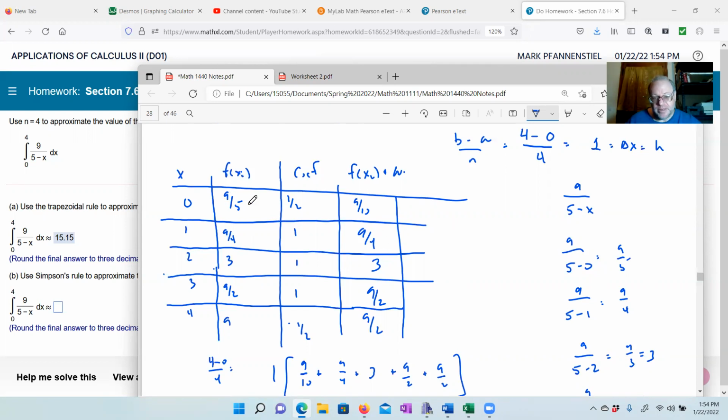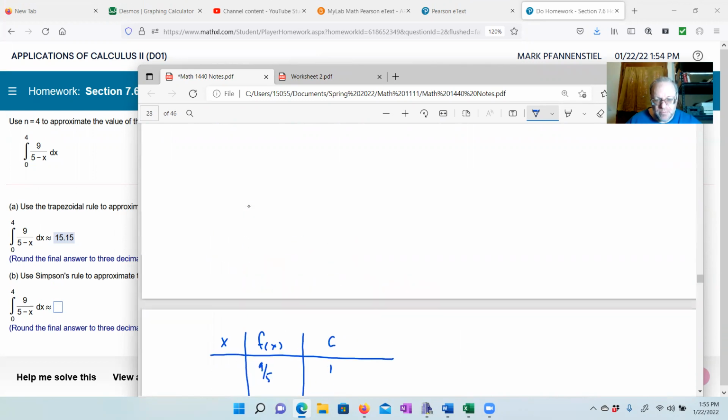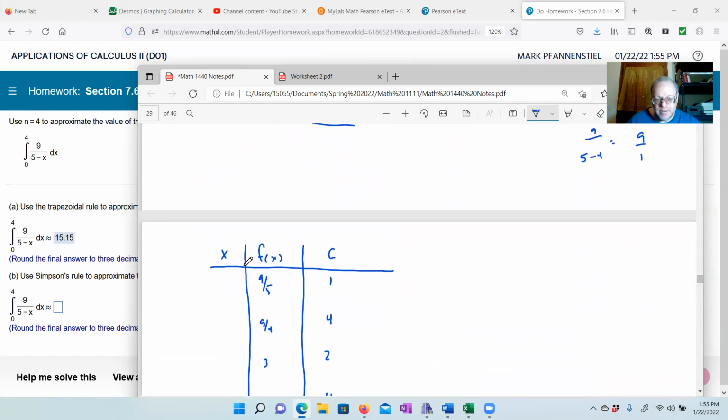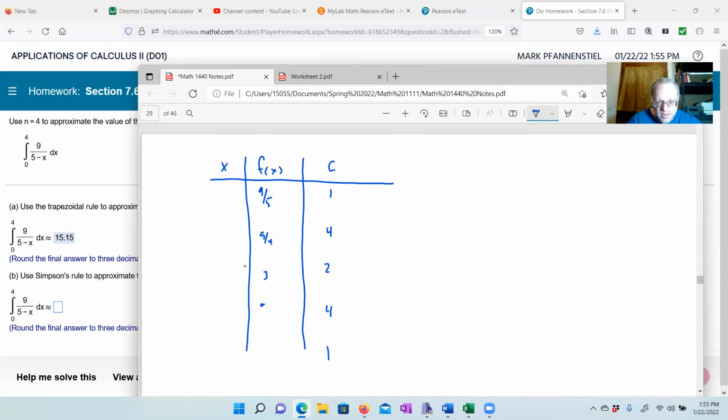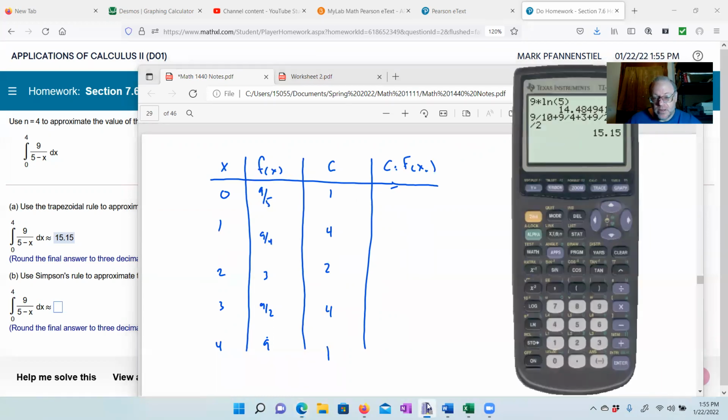So what do we have here? We had 9/5, 9/4, 3, 9/2, and 9. And then we had 0, 1, 2, 3, 4. So here are my coefficients times my f of xi. Here, ci, I guess, or wi, because a lot of people used to call them weights. Because we're saying we're weighting how important each piece is. All right, so same idea here.